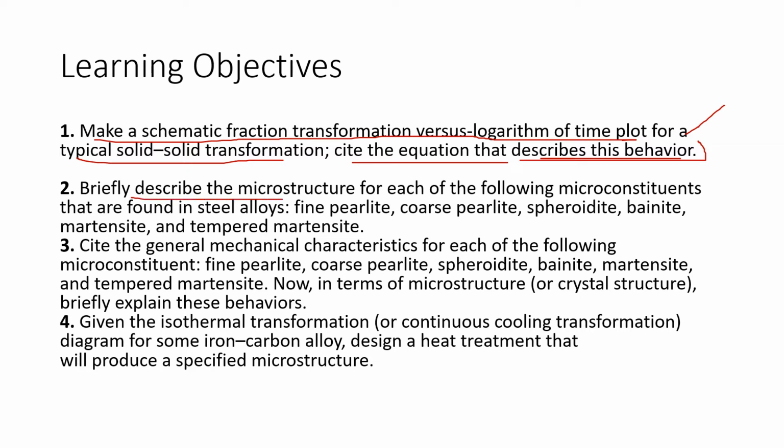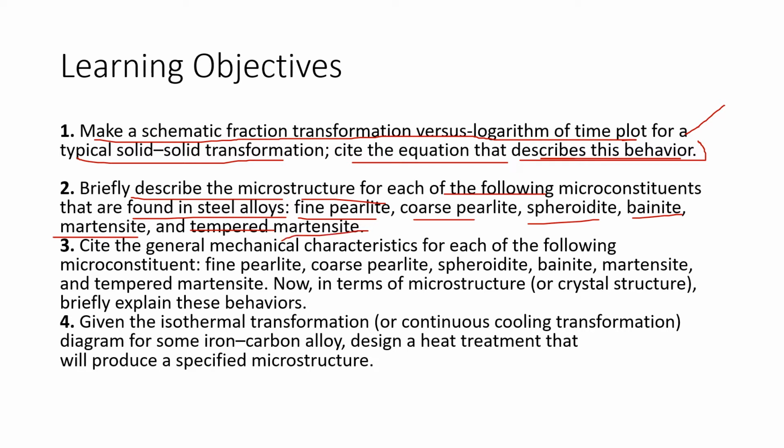Briefly describe the microstructure for each of the following microconstituents that are found in steel alloys: fine pearlite, coarse pearlite, spheroidite, bainite, martensite, and tempered martensite.